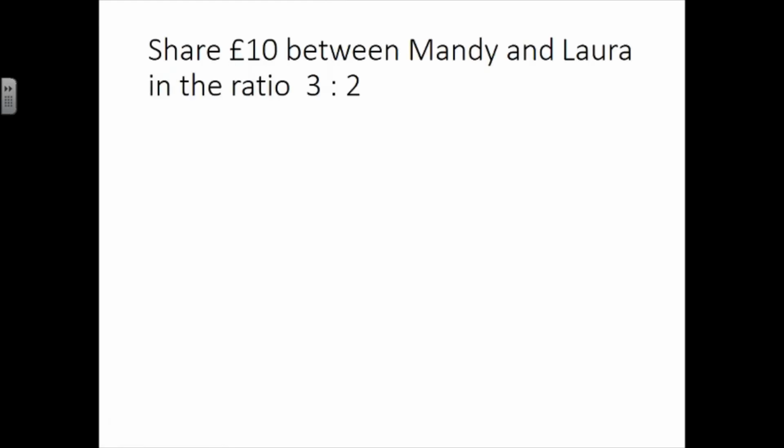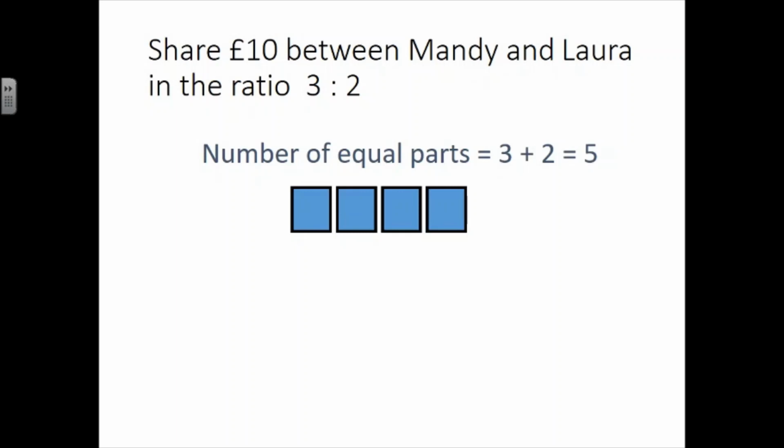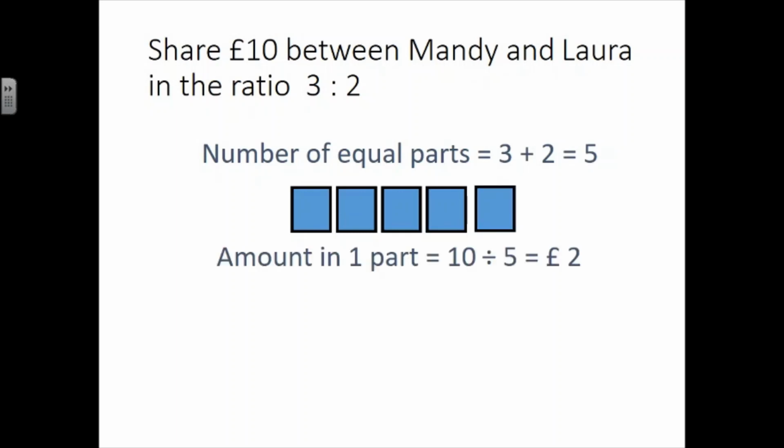First example then, we're going to share £10 between Mandy and Laura in the ratio of 3:2. Well, our first step with that 3:2, 3 parts to 2 parts, is to add them together to find the number of equal parts. So we have 5 equal parts in this ratio. We're then going to divide our £10 using those 5 parts. So we now know that 1 part is worth £2.